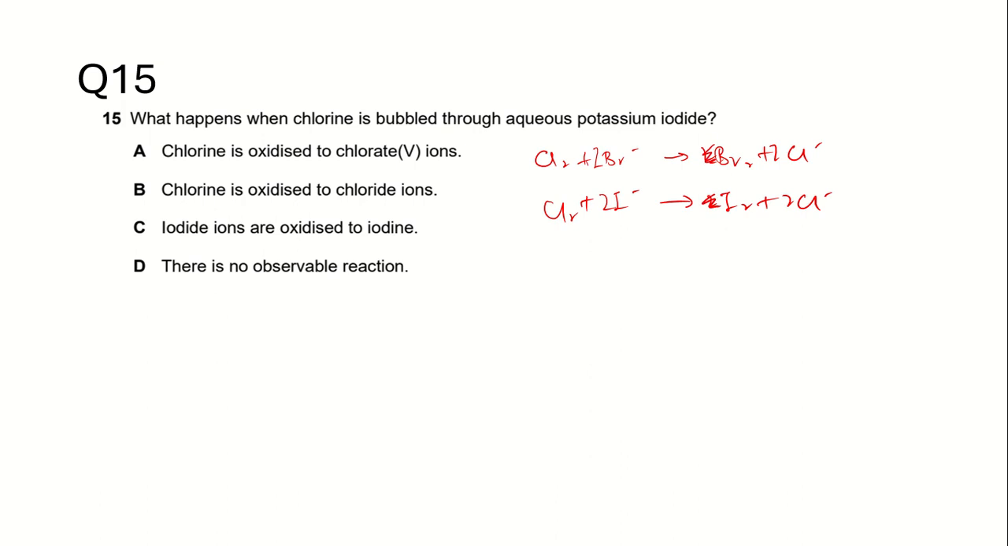Oh, sorry, no two here. Okay, so let's look at the answer. We have iodide, so we focus on this equation. Chlorine is oxidized, no. Chlorine is reduced, right? Chlorine is oxidized again, no. Iodide ions are oxidized to iodine, okay, correct. There is no observable reaction, definitely not correct. Chlorine is a yellowish gas, so you should see some observation because it becomes chloride ion, so the yellow gas disappears.